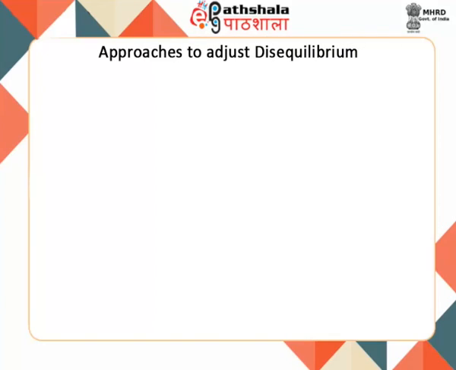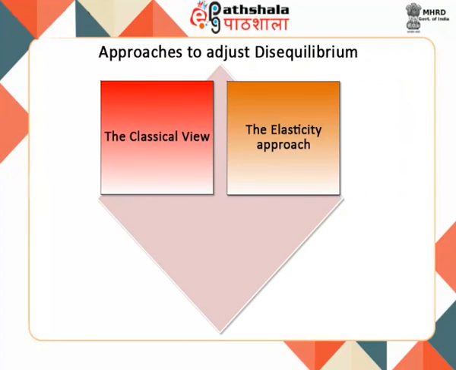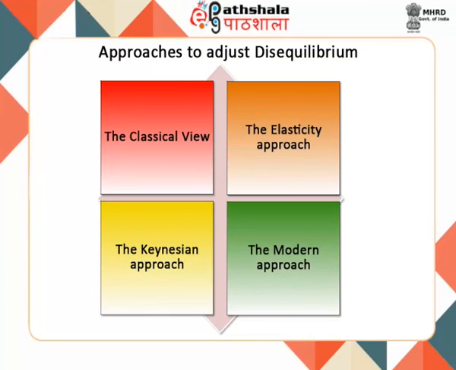It is for this reason that balance of payment disequilibrium correction mechanisms aim at correcting the imbalance in the current account. After knowing about BOP disequilibrium and the various macroeconomic variables affecting and being affected by the BOP, it is the time now to discuss in brief the various approaches to adjust a BOP disequilibrium. There are four main approaches that help to adjust the BOP disequilibrium. These are the classical view, the elasticity approach, the Keynesian approach, and the modern approach. We shall discuss these approaches in detail.